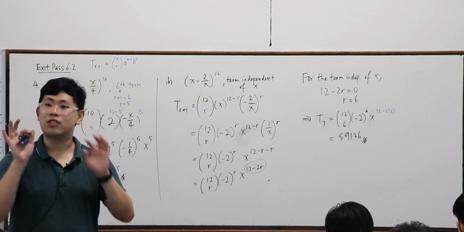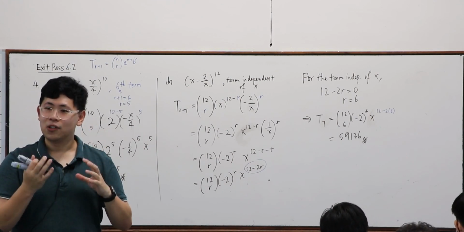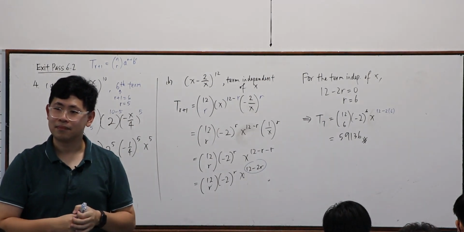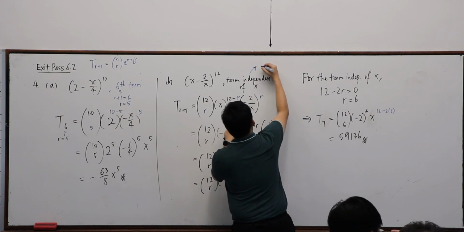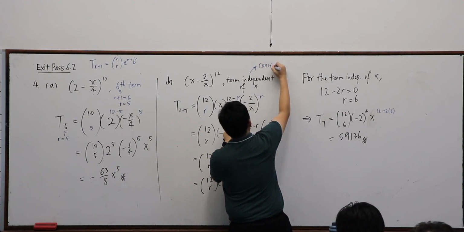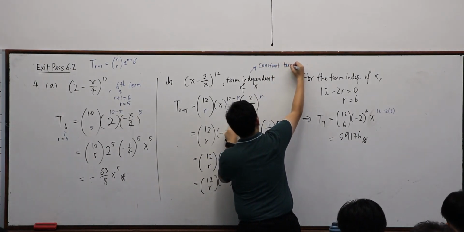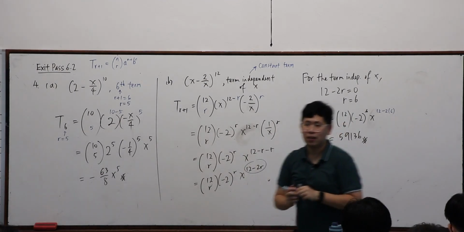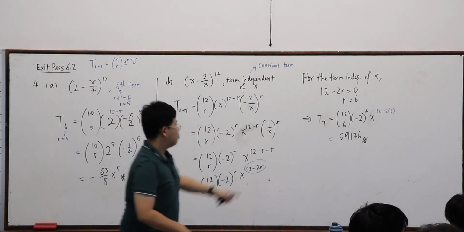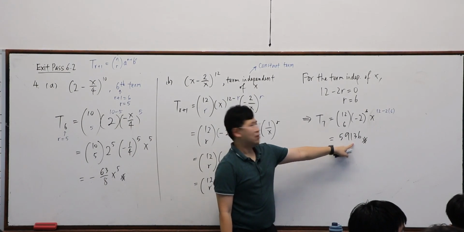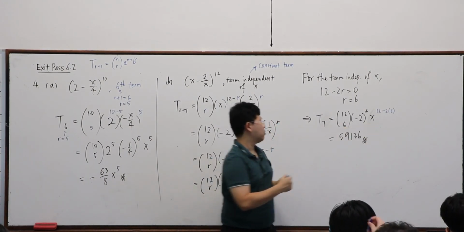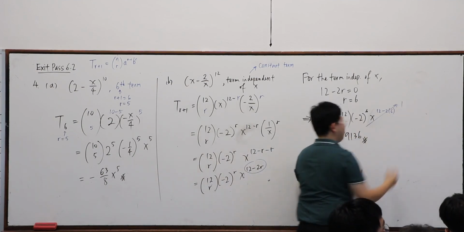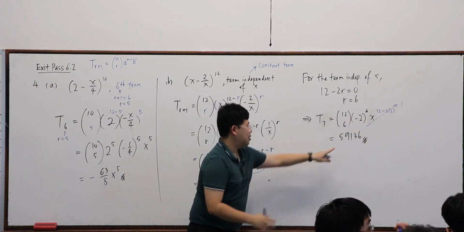It is 0, meaning there's no x in the term, so it's a constant term. There are a few variations. Term independent of x, we call this the constant term as well, meaning there's no x, no variable term. X power 0, so this whole thing will just be 1. It is just this number itself.